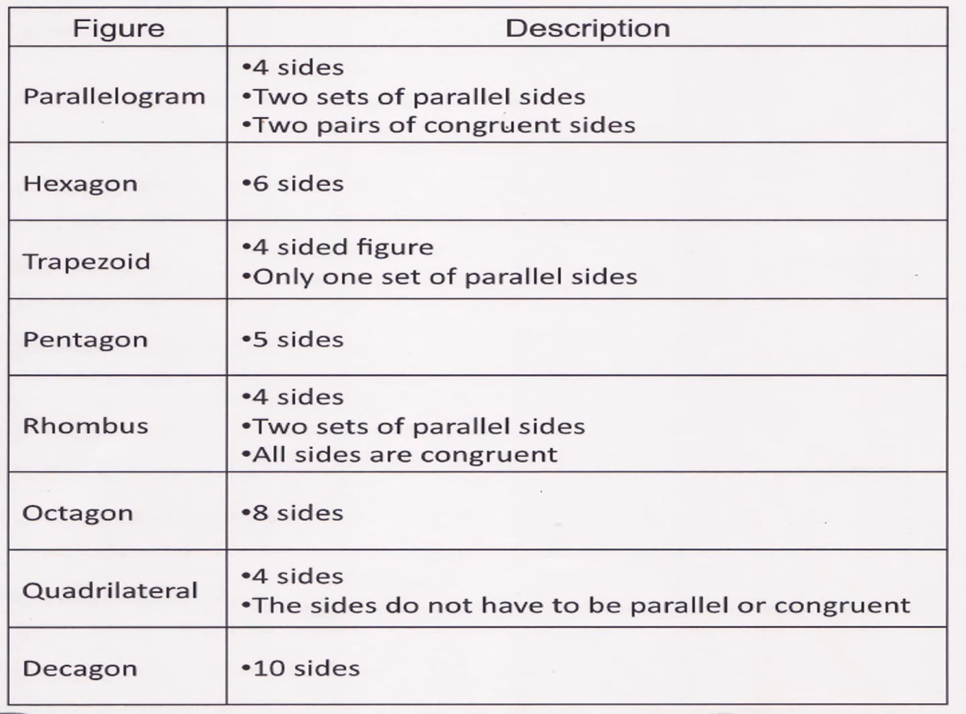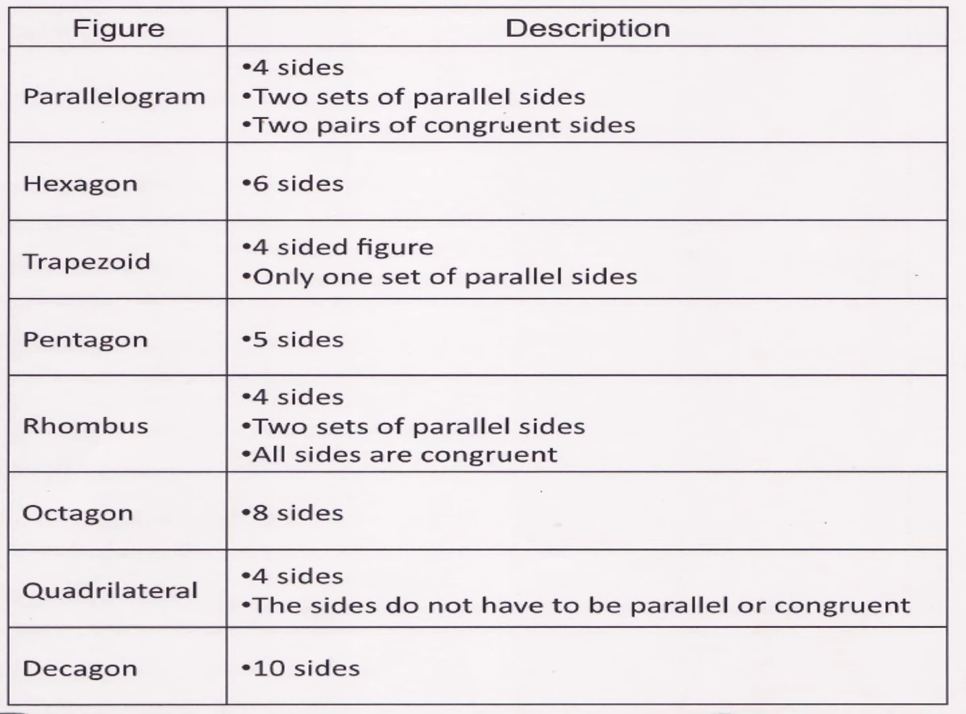So here are the descriptions of the most common polygons for 5th grade. We have parallelograms with 4 sides, 2 sets of parallel sides, 2 pair of congruent sides. We have a hexagon with 6 sides. We have a trapezoid with 4 sides and 1 set of parallel sides. We have a pentagon with 5 sides. A rhombus with 4 sides, 2 sets of parallel sides, and all sides are congruent. An octagon with 8 sides.